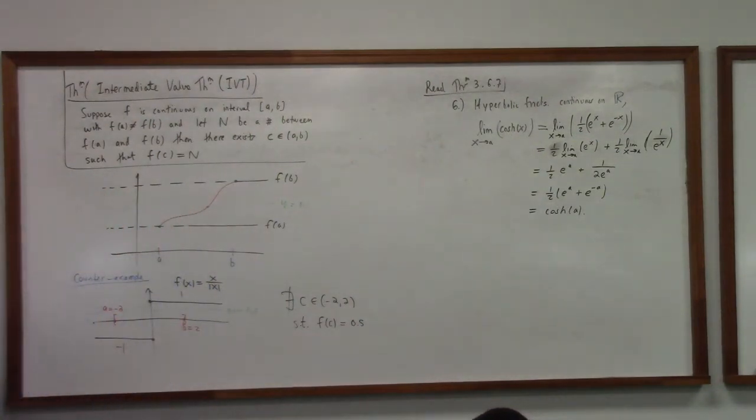This does not contradict the intermediate value theorem because, of course, this function f lacks a critical property, continuity. It's not continuous at 0 because, well, 0 is not even in the domain, so we certainly can't say it's continuous there.